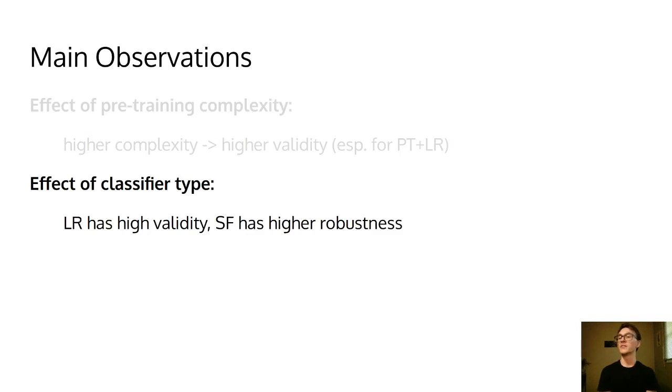In terms of the classifier type, we find that while logistic regression tends to have higher validity, using a single feature tends to produce more robust rules. So this means that even though fewer BPs have valid solutions, of those that do, the rule extends to the test samples more often.